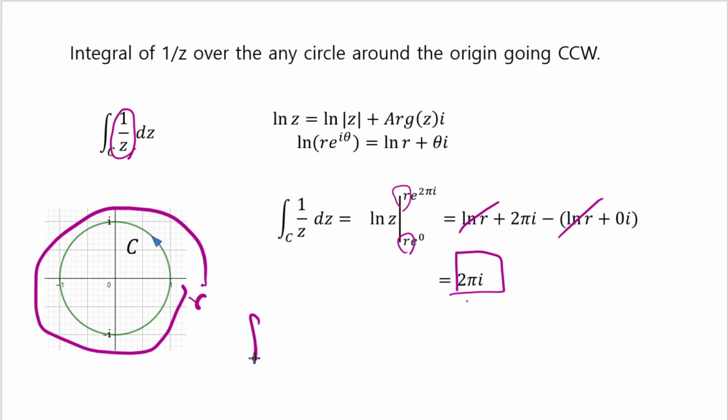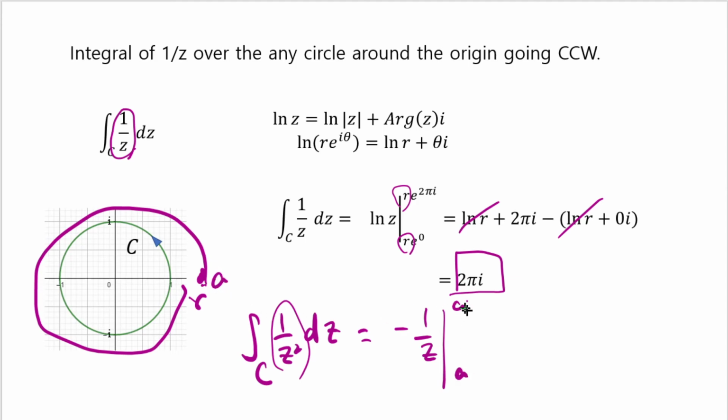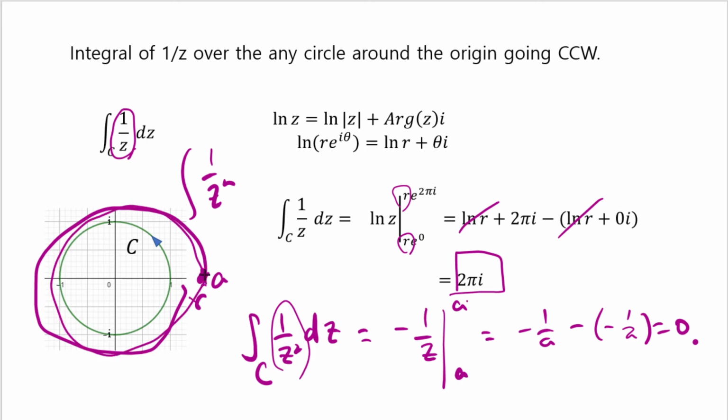All the other cases, even when you have 1 over z squared over any closed curve like that, the integral of this is negative 1 over z, and you don't have to worry about anything else. You just need to say that you start from some value here, say a, so it's from a to a, so it's negative 1 over a minus negative 1 over a, so it's 0. So no matter what, with 1 over z to the nth power, because your closed path always begins and ends at the same point, you're always going to get 0.